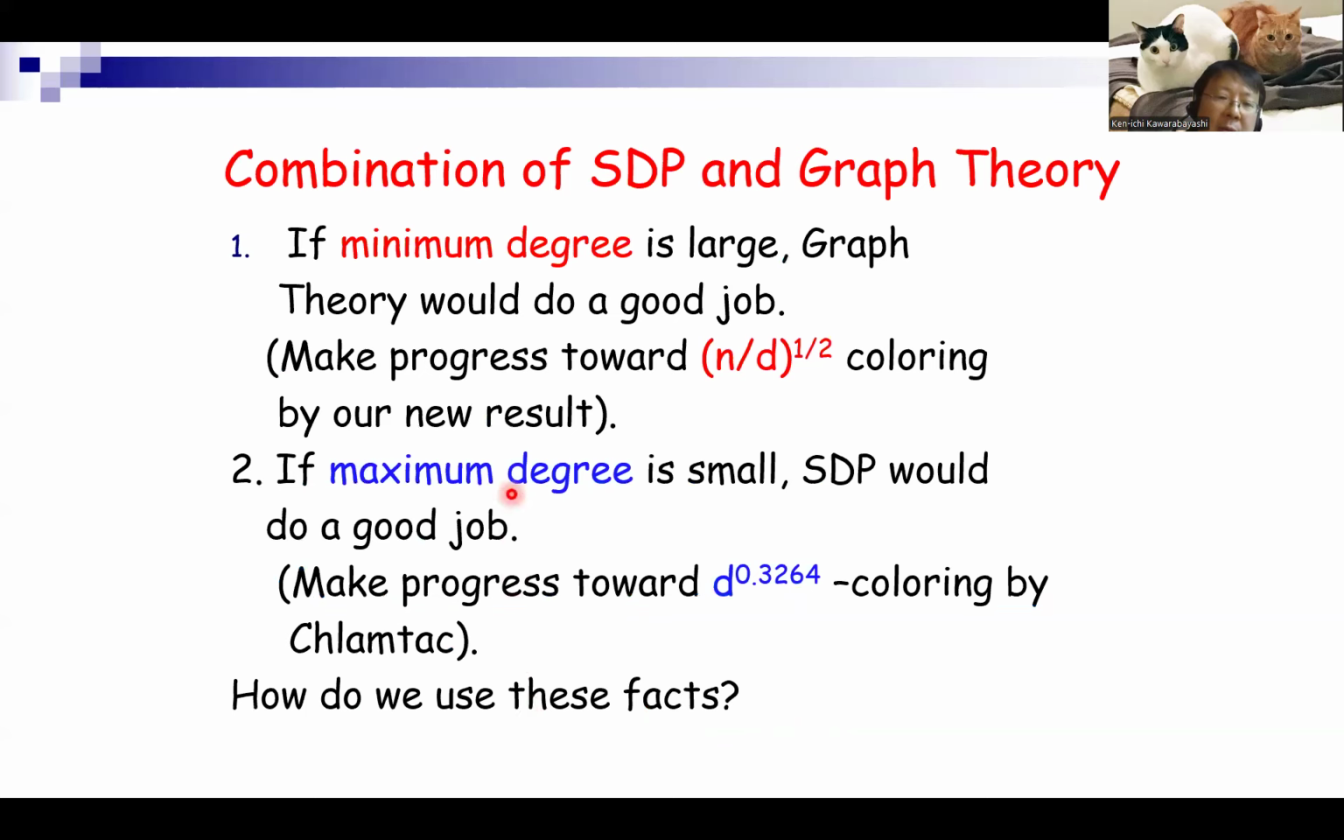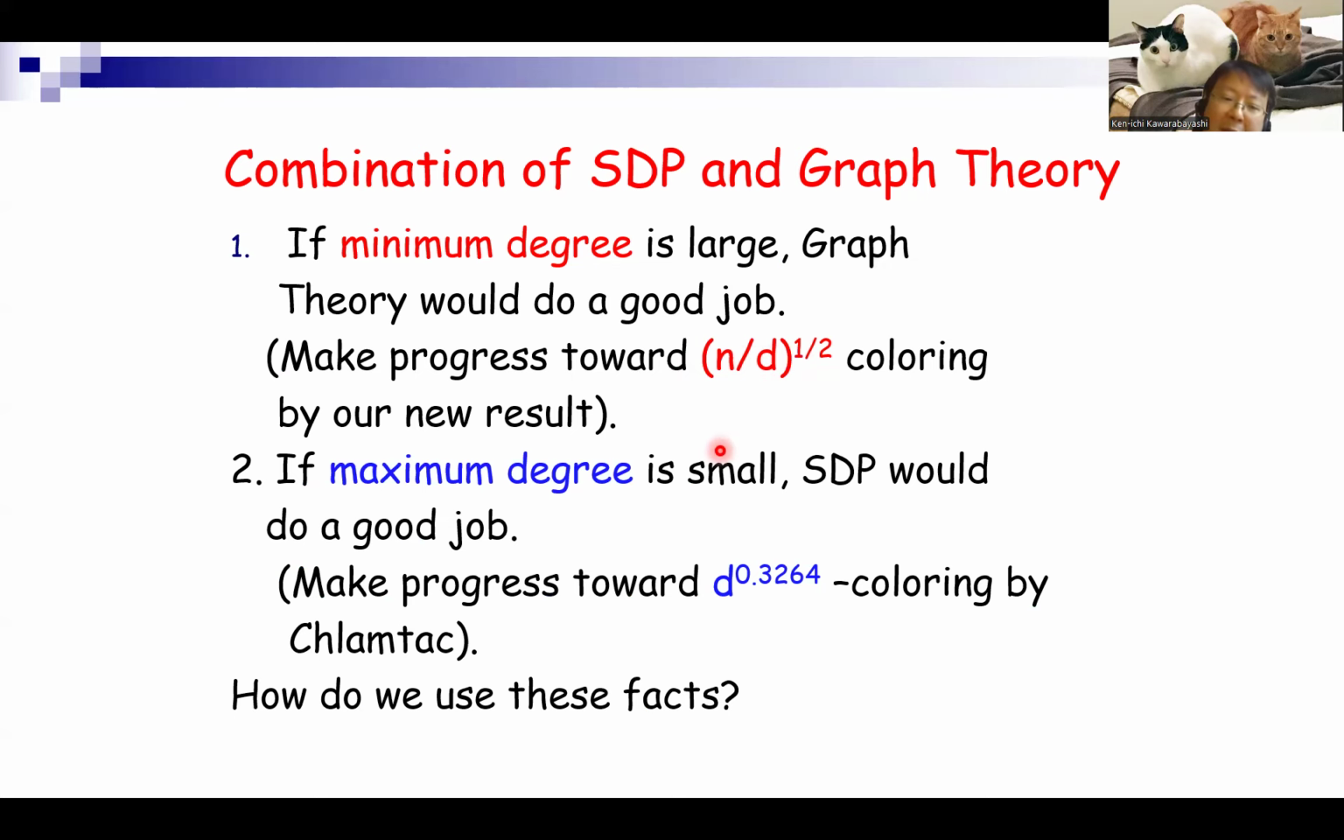So if you know this result, then we can tell you how we combine the SDP and graph theory. If the min degree is large, then graph theory would do a good job. We can make progress toward n over d to the 1/2 by our new result. And if the max degree is small, then SDP would do a very good job.